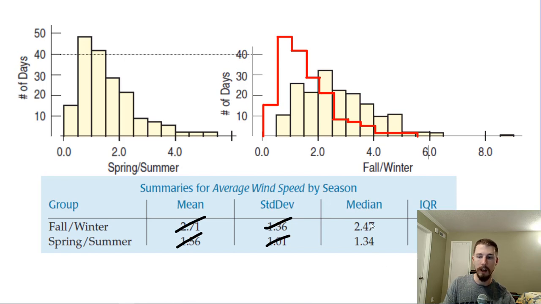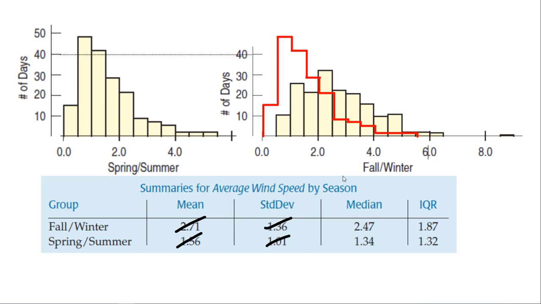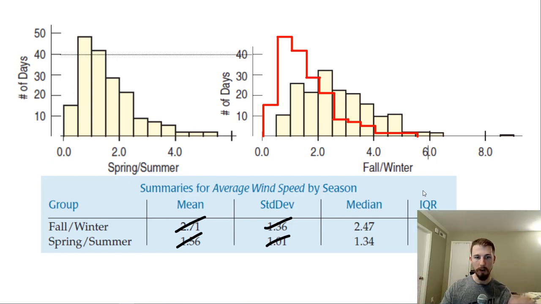Which one has a higher median? The fall and the winter. So the 50th percentile is going to be higher, which we would say would be a typical day, because half the days were windier and half the days were not as windy as that day. And the interquartile range is going to tell us that the fall and the winter has more spread, which means the data is more spread out. And you can even see that, right? It's kind of clustered all together and fairly tight when we're dealing with spring and summer, but with the fall and the winter, it's much more spread out.